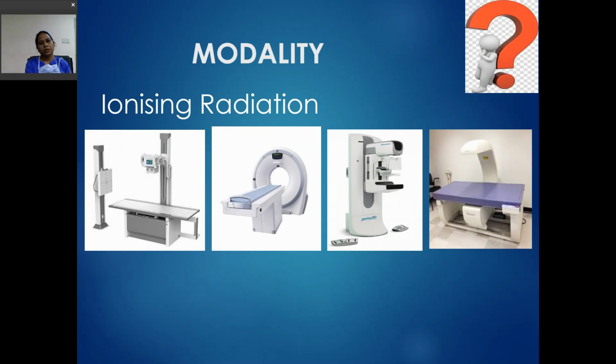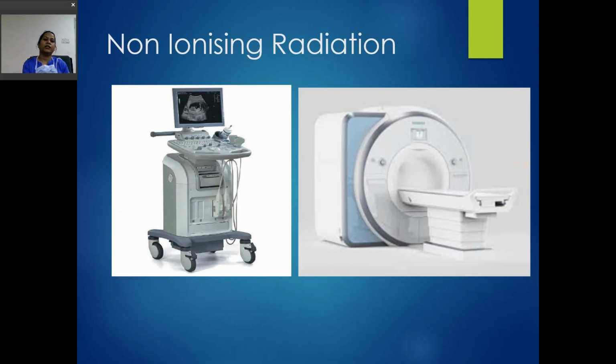While you choose your modalities, you should know briefly about the modality options which are available. Broadly, we can categorize them in two groups. The first one is ionizing radiation and the other one is the non-ionizing radiation group. In the ionizing radiation group, the modalities are X-ray, CT scan, mammography, and fluoroscopy. And in the non-ionizing radiation group, examples are ultrasound and Doppler and MRI.